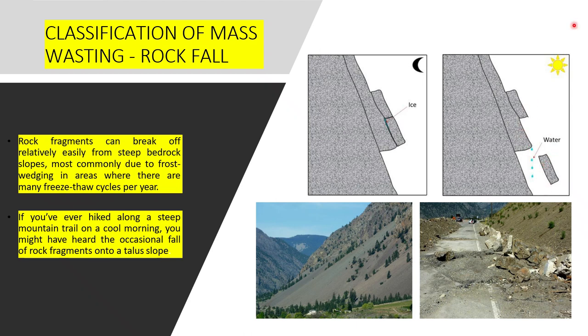Frost wedging is most common in areas where there are many freeze-thaw cycles per year. This is because the water in the cracks has more opportunity to freeze and expand. Frost wedging can be a significant factor in slope stability. If too many rock fragments break off from a slope, it can become unstable and collapse. So this is why it is very crucial to be aware of frost wedging in areas where it is a common occurrence.